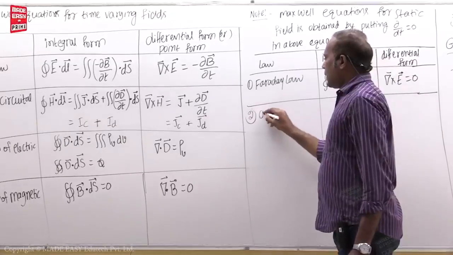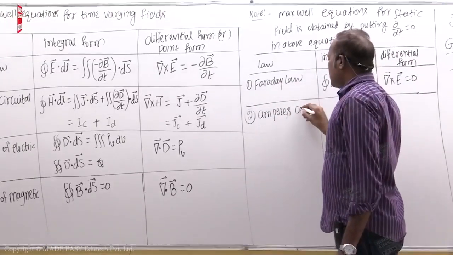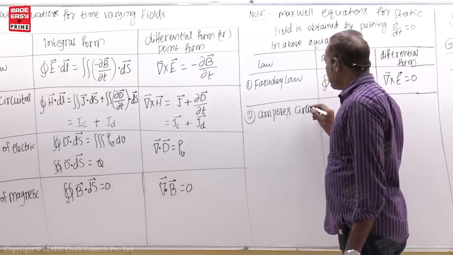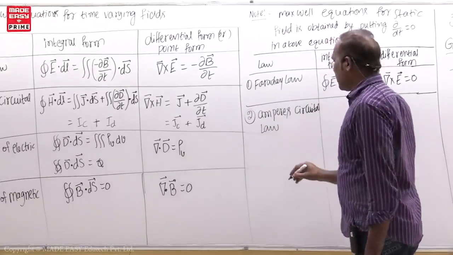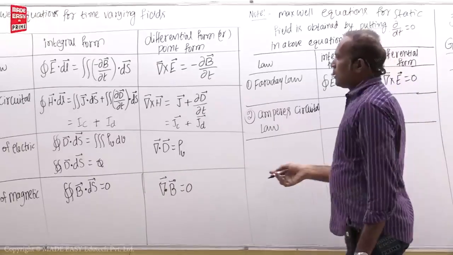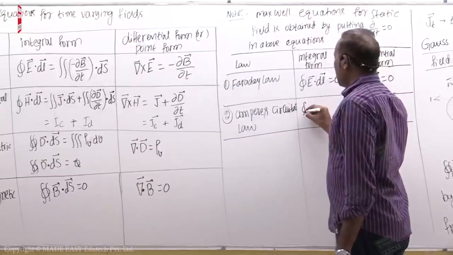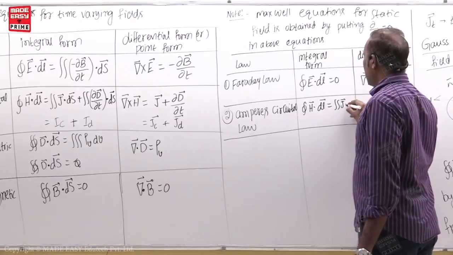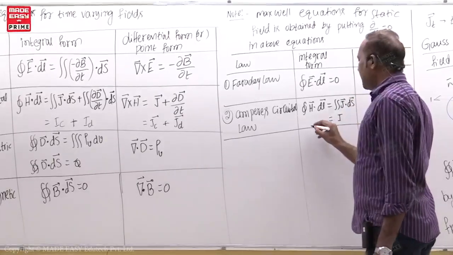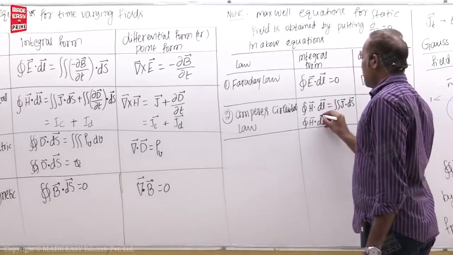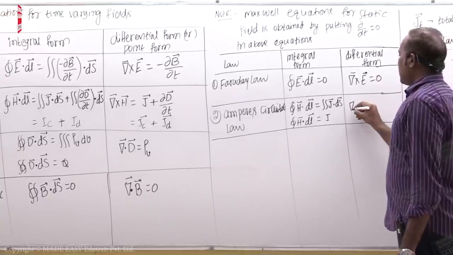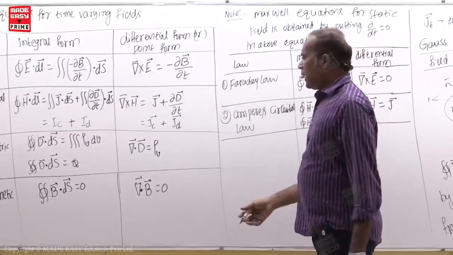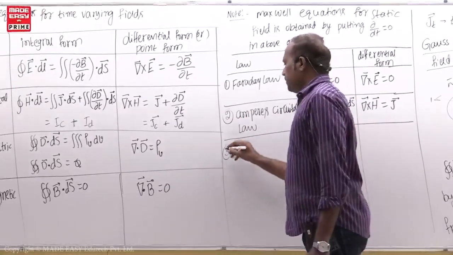The second one is Ampere's circuital law. Here this term becomes 0. So closed integral of H dot dl bar is equal to double integral J bar dot ds bar, which is simply written as I. So closed integral of H dot dl bar is equal to I. Now del cross H bar is equal to J bar only, because dou D by dou t becomes 0, and these equations are not going to change, they come as they are.